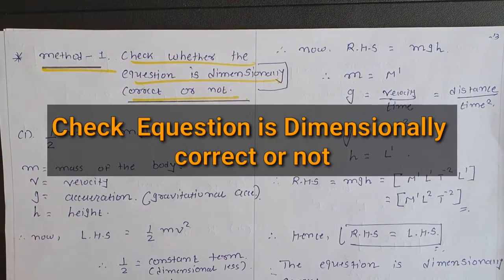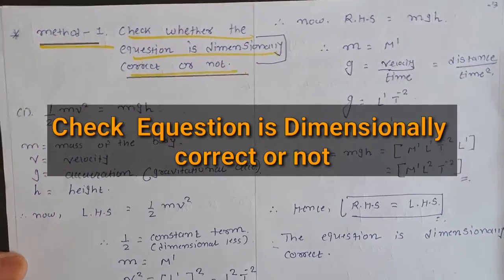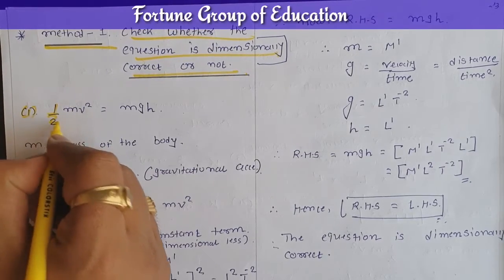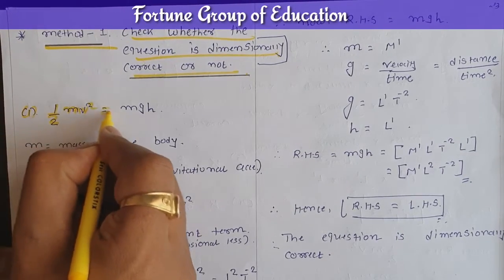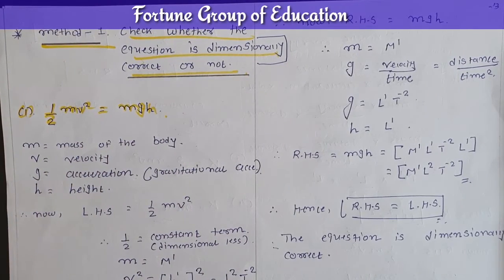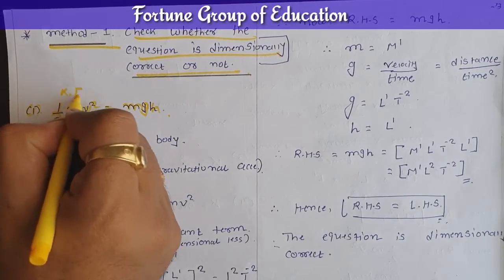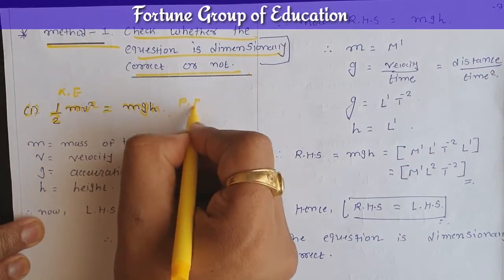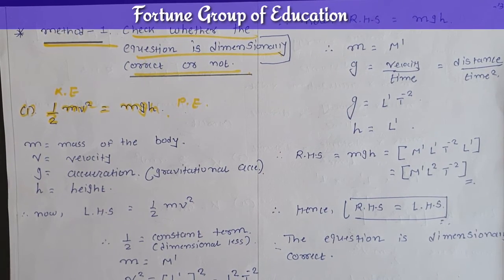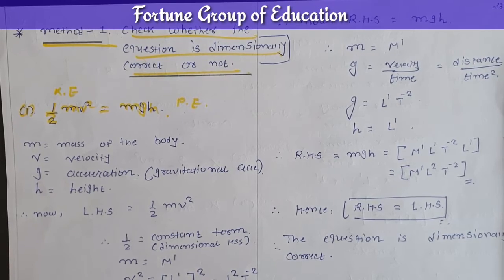Here we have to take one example, like one of the equations: 1/2 mv square equal to mgh, where 1/2 mv square is the equation of the kinetic energy, and mgh is the equation of the potential energy. So both are energy equations. We know that this equation is dimensionally correct, but after that, what is the proof?